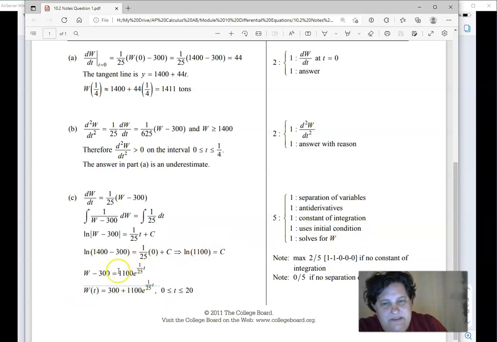Now, you guys might notice that they dropped the 1100 down here as a coefficient. I'll explain that to you in just a second. And then they come up with the equation. But the way we had it was perfectly fine, all right? And then it talks about the most you can get is 2 out of 5 if you didn't put plus c. You can get 0 out of 5 if you didn't separate the variables, okay? So we have to make sure we do all that stuff.